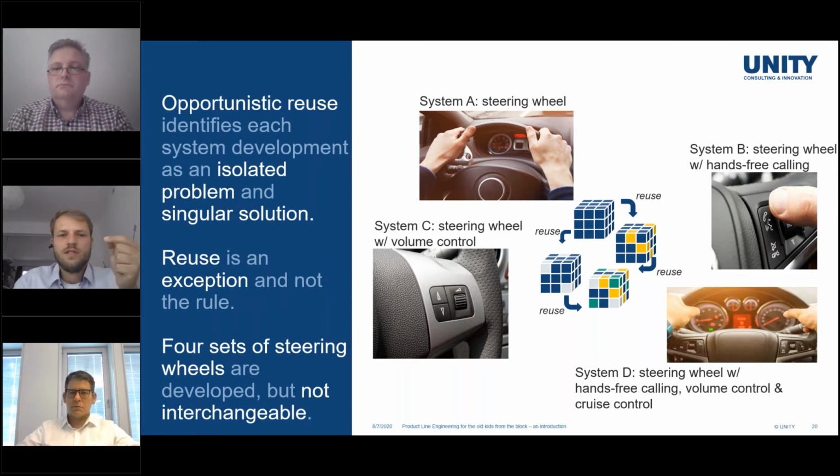But you can also see that reuse is more an exception, not a rule that is systematically planned in advance. You potentially have 4 different sets of steering wheels developed, and potentially they are not interchangeable and not integratable into different sets of vehicles. So really, opportunistic reuse is grabbing that opportunity, but not doing it systematically.